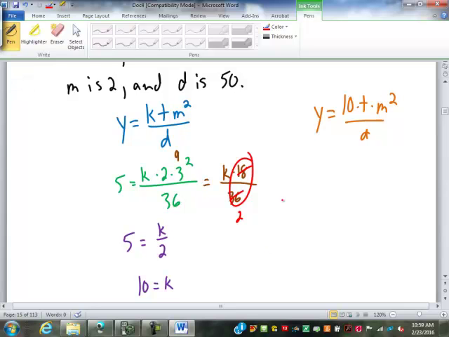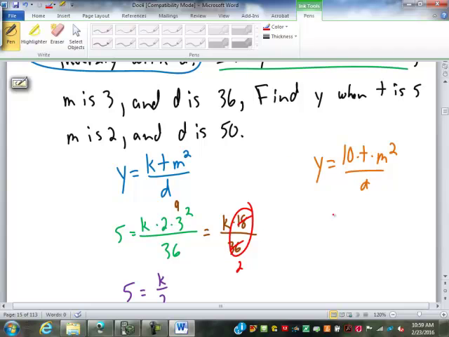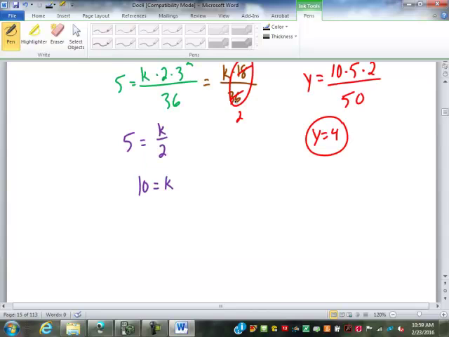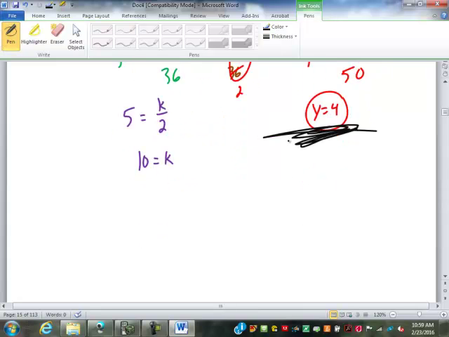So now put 5 in for t, 2 in for m, and 50 in for d. You get y equals 4. How many of you had y equals 4? 2, 3, 4. Cool. Wait, what? Y equals 4. 10 times 5 is 50, times 2 is 100, times 4 is 200.